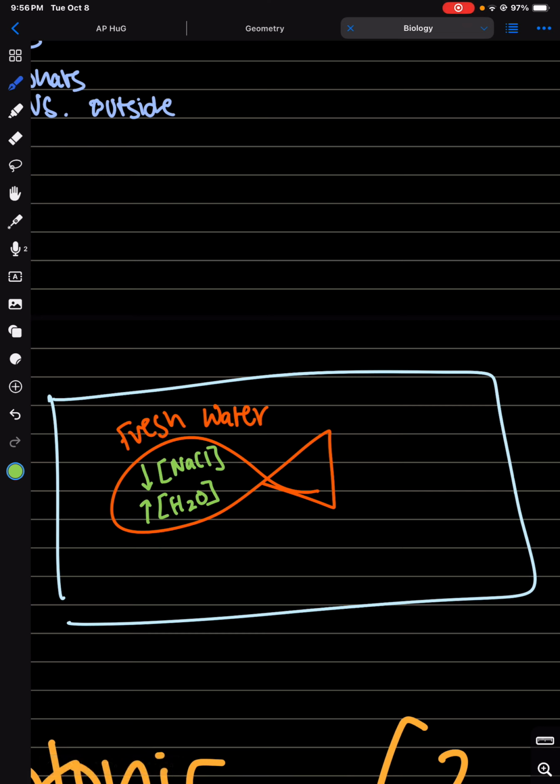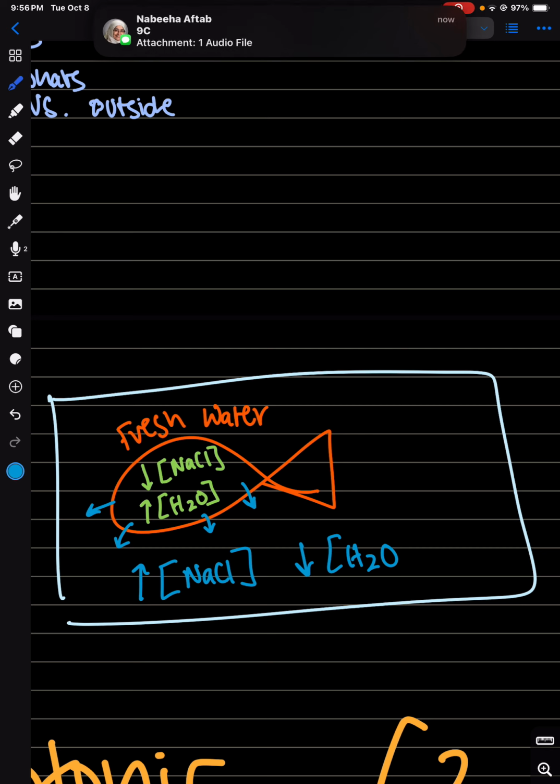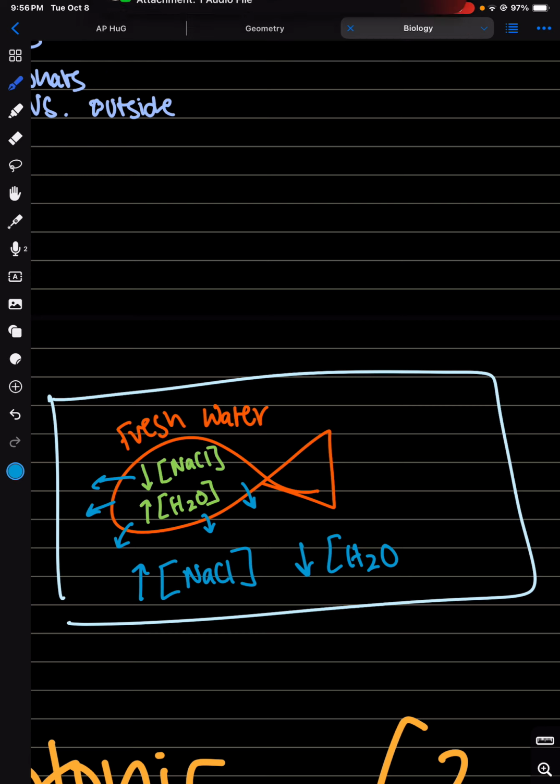So this water around it has a high concentration of NaCl, or salt, and then a low concentration of H2O. This is an example of a hypertonic solution because the fish has more water than the water around it. What it's going to do is that the water in the fish is going to leave the fish. So the fish isn't going to die. The fish is just going to feel dehydrated because it's literally actively losing water.